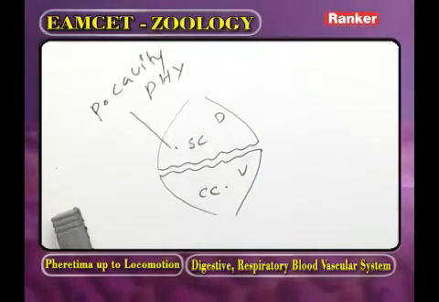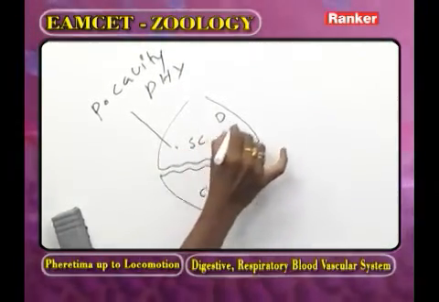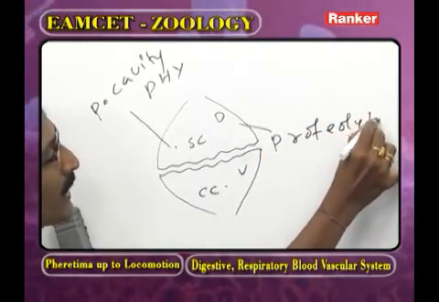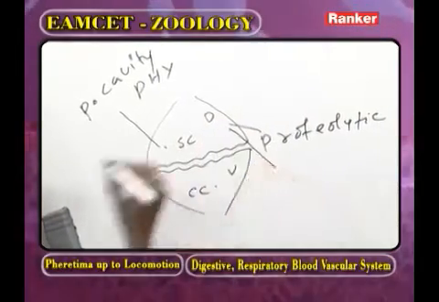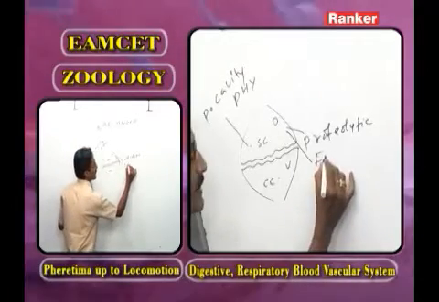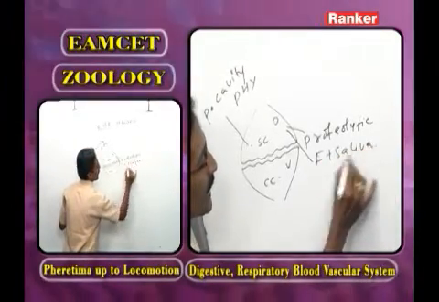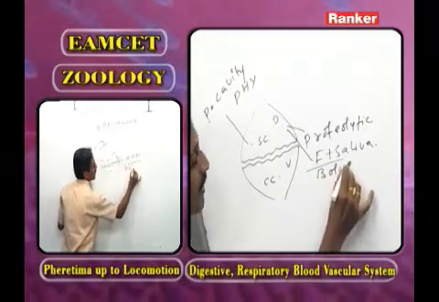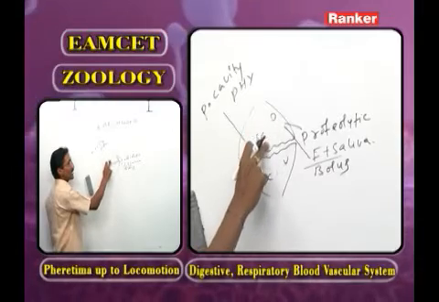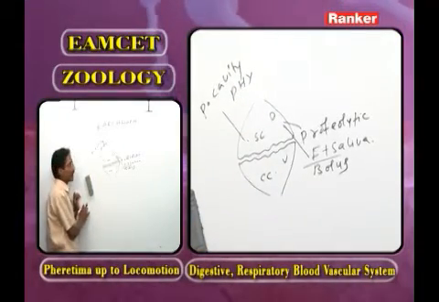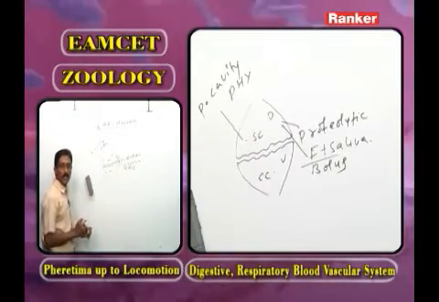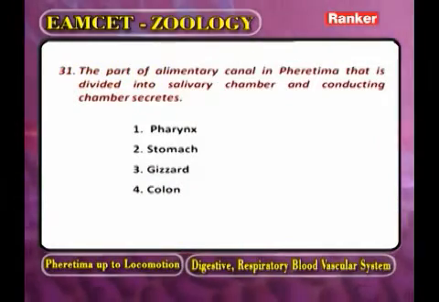Here no digestion takes place in the conducting chamber. In the salivary chamber, what type of enzymes are present? The proteolytic enzymes. Now in the salivary chamber, the food materials are mixed with saliva, and we get a soft food material that we call the bolus. The bolus formation takes place in the dorsal salivary chamber. So which part of the alimentary canal divides into salivary and conducting chamber? That is the pharynx. So the answer for this question is the pharynx.